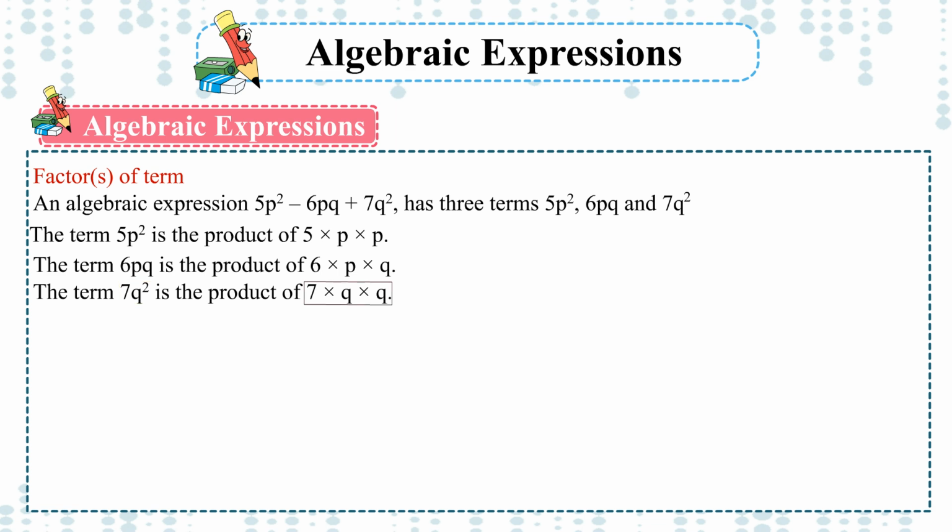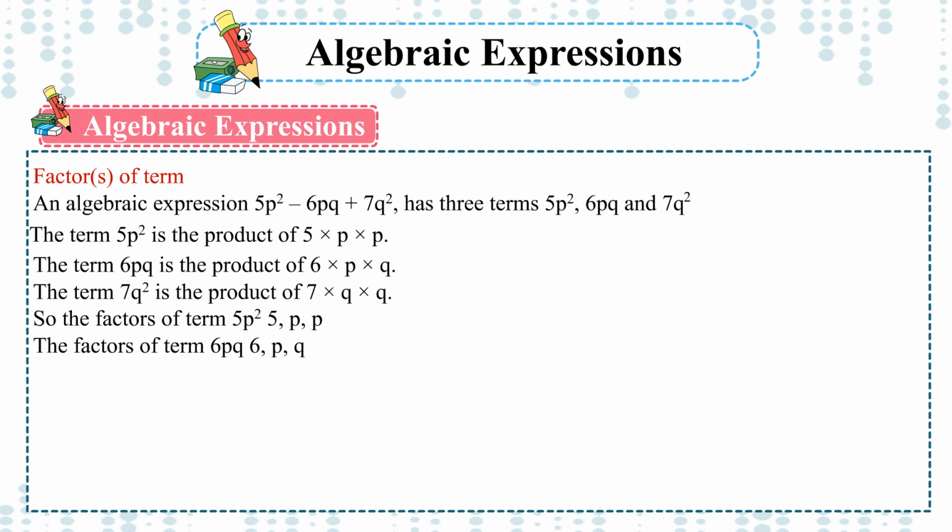So the factors of term 5p raised to the power 2 are 5, p, p. The factors of term 6pq are 6, p, q. The factors of term 7q raised to the power 2 are 7, q, q. We can draw a diagram to understand the factors of a term clearly.